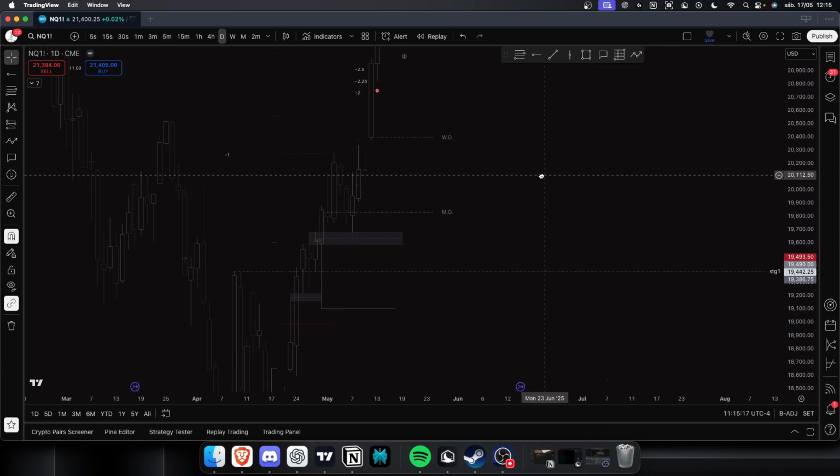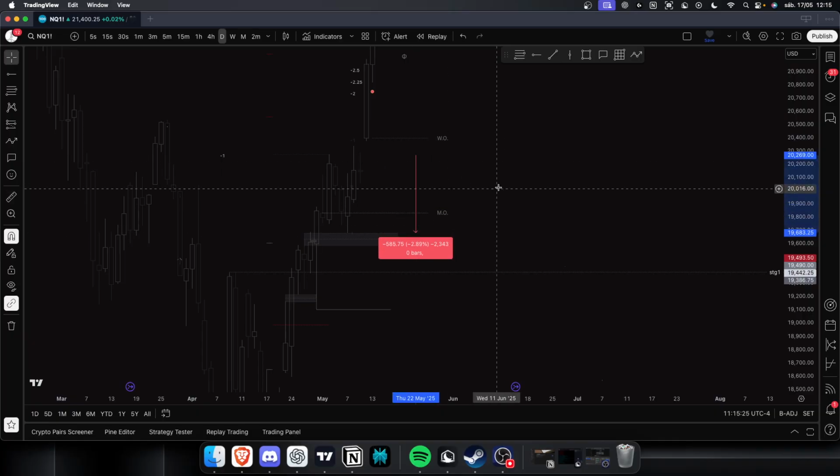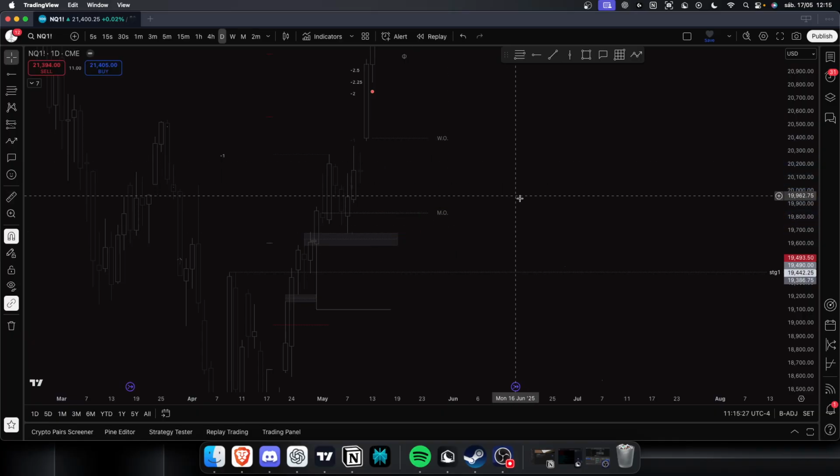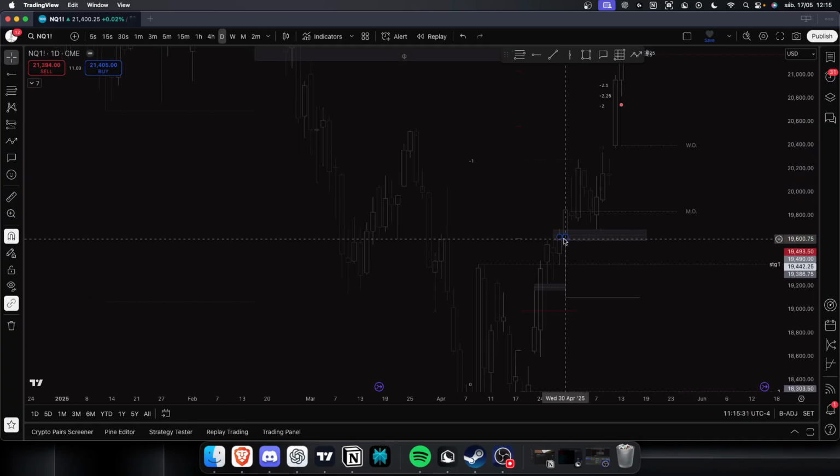And it might not seem like much right here because this is a daily chart. But if you see, it gives around 500, 600 points, which should be more than enough to live a couple of months on one contract.